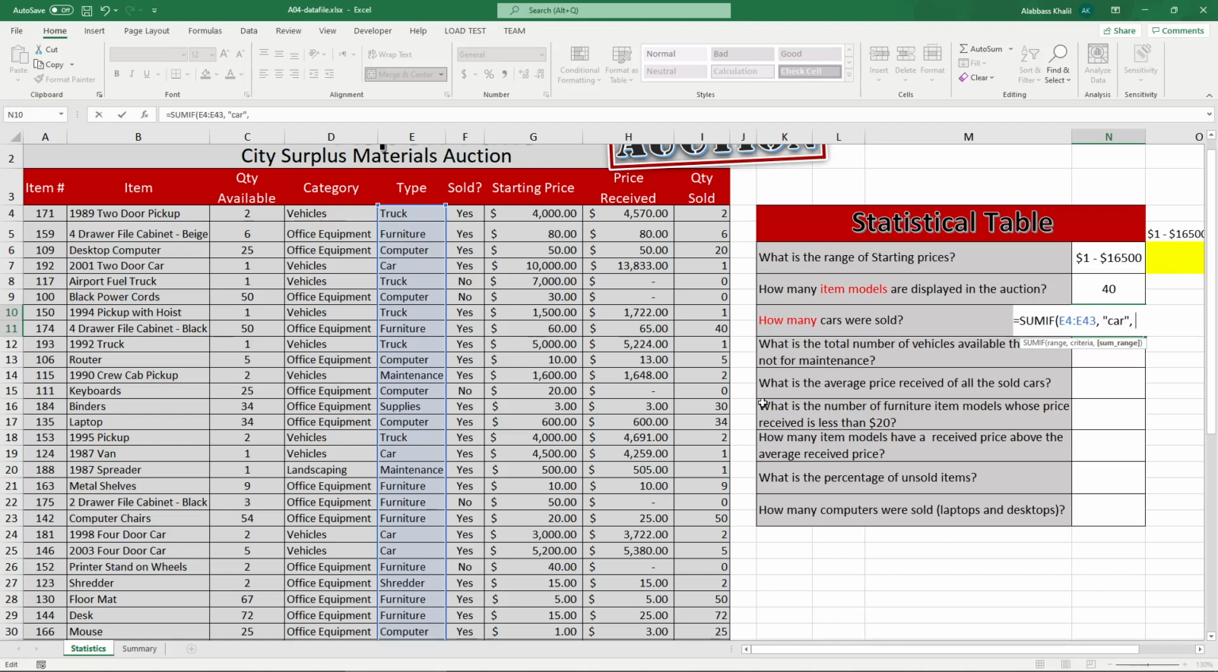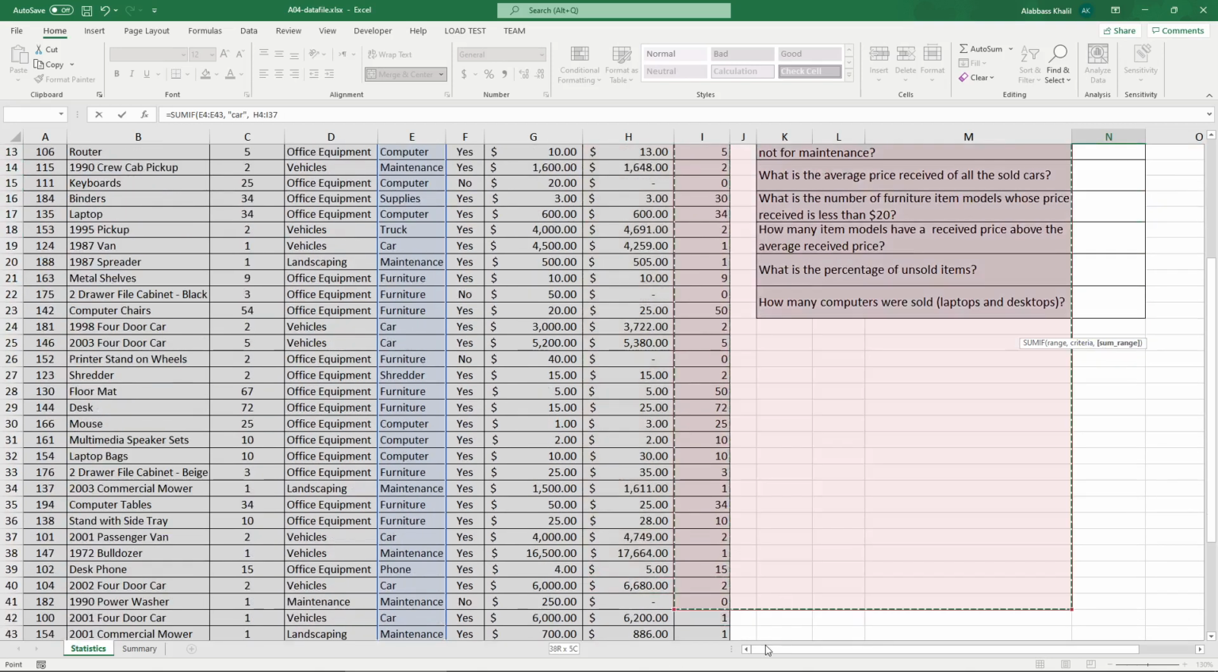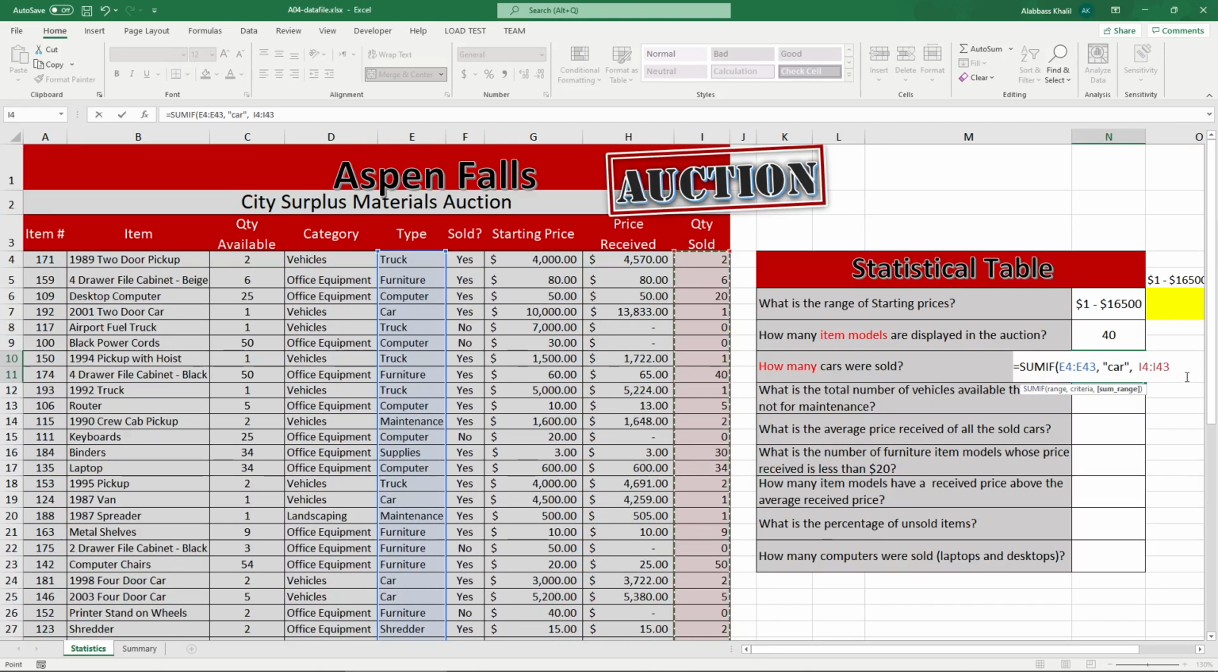Be very careful. I know the question is asking how many cars are sold, but in the actual Excel, the condition you have to put in is car. We'll see what happens if I actually put cars with an S instead. But first, what's my sum range? It's gonna be the quantity sold. You'll notice actually the sum range is put between brackets. That usually means it's an optional parameter. I might want to add it or not. In this case, I do want to add it.